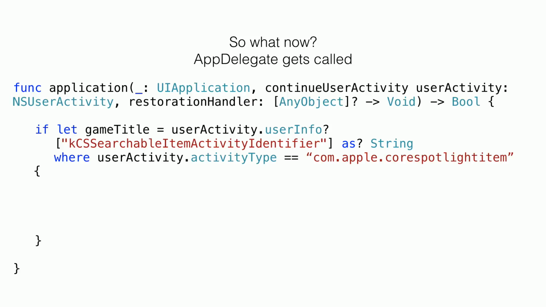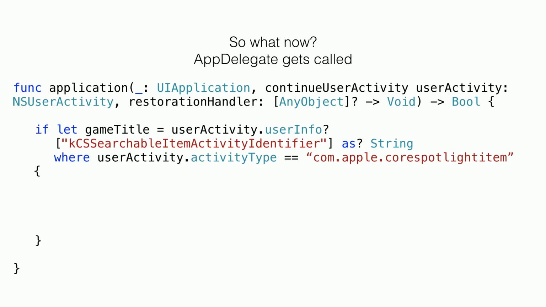Now that we know that's the activity, we can start looking at the user activity's user info. The user info is a dictionary, and it's basically a context object, which means it could have hundreds of entries in it or zero entries in it, depending on how it's being called and passed around. In the code I've shown you here, there will be precisely one entry in that dictionary, and that's under the key CSSearchableItemActivityIdentifier. That's provided to us from the system. We didn't do anything programmatically for that. Under that key is going to be the game title, which in this instance is Brass.